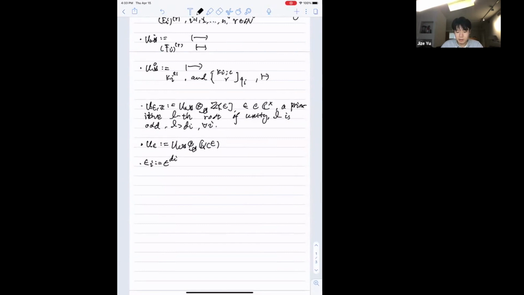Here epsilon is a non-zero complex number, and we assume this epsilon to be a primitive l-th root of unity, where l is odd, and we assume l is greater than d_i for all i. And U_epsilon will be U_A tensor with Q(epsilon) over A. And finally, I will write epsilon_i to be epsilon to the power of d_i. Okay.